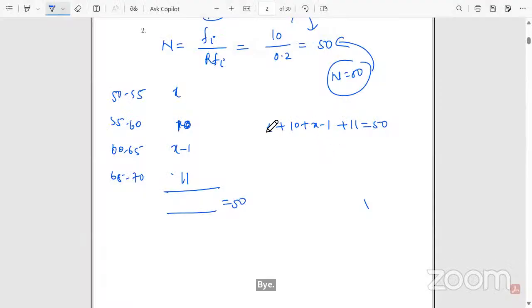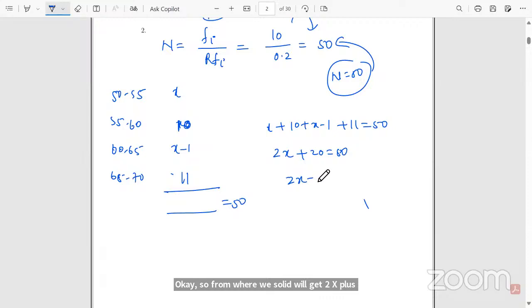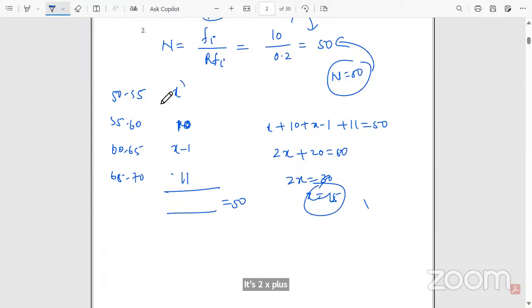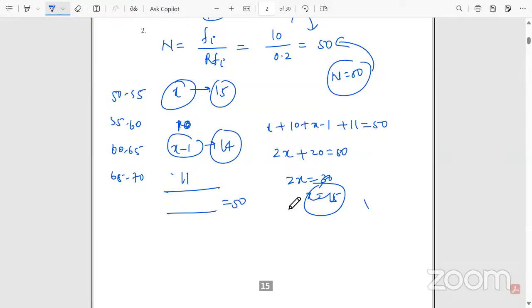Okay, so if we solve it, we get 2x plus 20 equal to 50, right? So 2x equals 30, and x will be 15, right? So x equals 15. For this class we'll get 15, and for this class it will be 14, right? So 14 should be the answer.